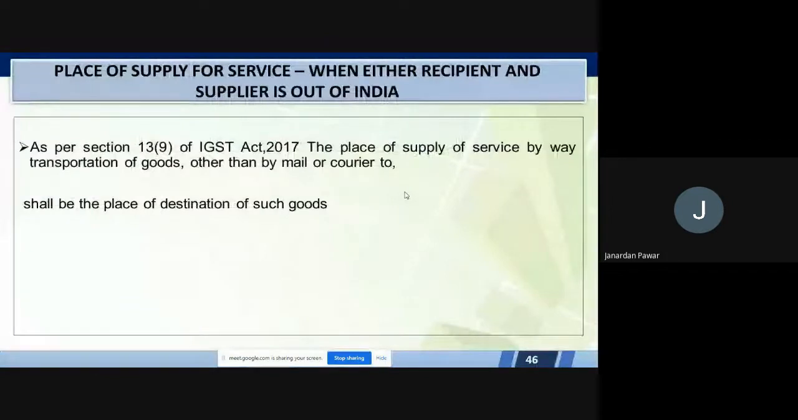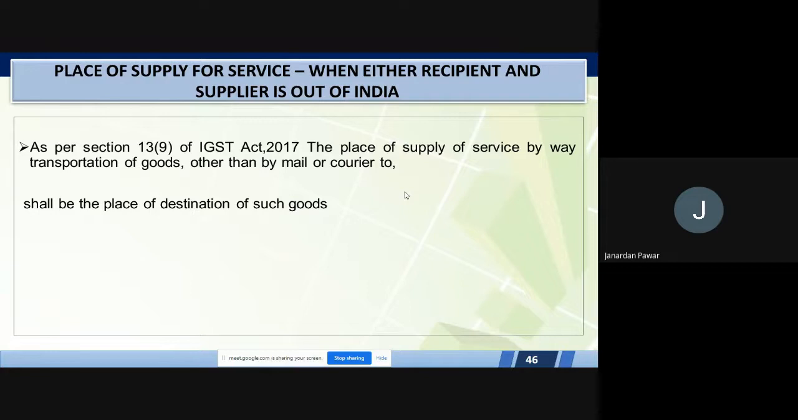Now the second one, look at this. Place of supply for service where either recipient and supplier is outside of India. So from this we can understand if the person out of two persons, one is recipient and another one is supplier, is outside India. And according to this section 13, subsection 9 of IGST Act 2017, the place of supply of service by way of transportation of goods other than by mail or courier to.